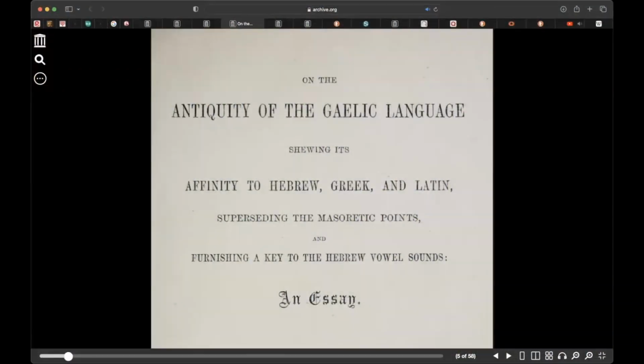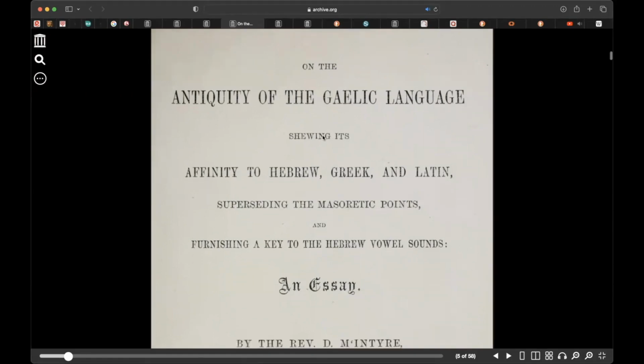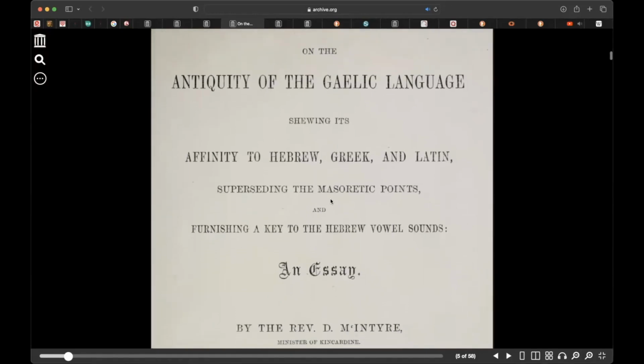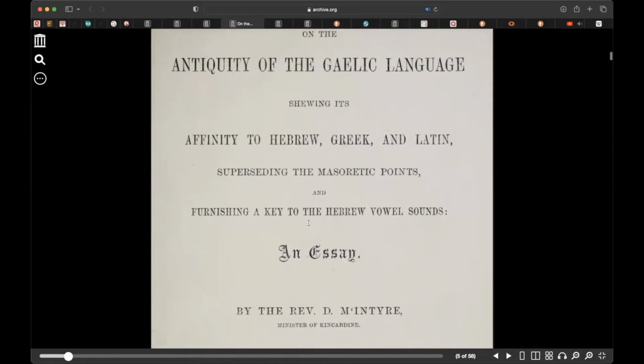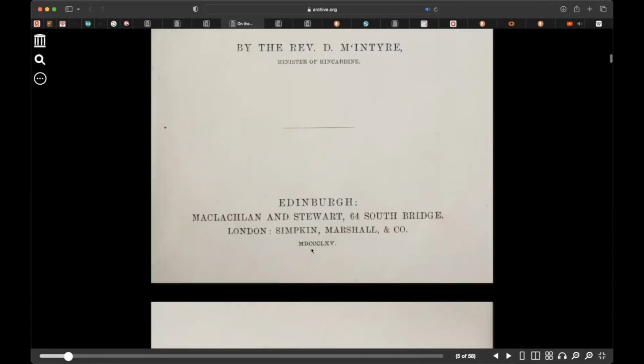All right. So I got another book here I want to show you guys. More proof, more correlation of what we're showing in this video, the last two videos. And when we're talking about the mother tongue, it says here on the antiquity of the Gaelic language, showing its affinity to Hebrew, Greek, and Latin, superseding the Masoretic points and furnishing a key to the Hebrew vowel sounds, an essay by the Reverend D. McIntyre, minister of Kincardine. And this McIntyre family goes back with the people that came with Jeremiah. And this is from 1865.